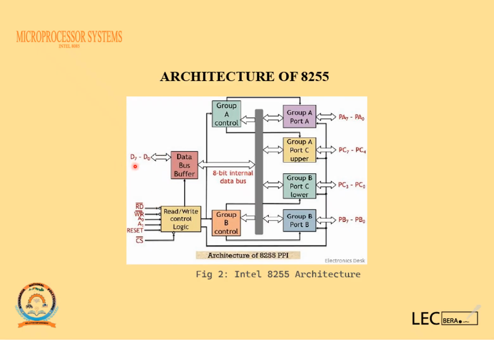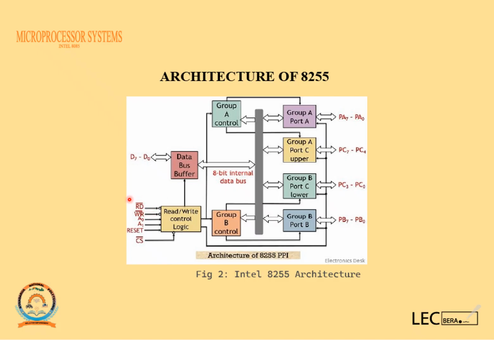You know the work of RD and WR. When the microprocessor is going to send data to the 8255, it's going to activate the signal WR, and that data is going to be written to the 8255. And if the 8255 wants to send data to the Intel 8085, then we are going to activate the signal RD.